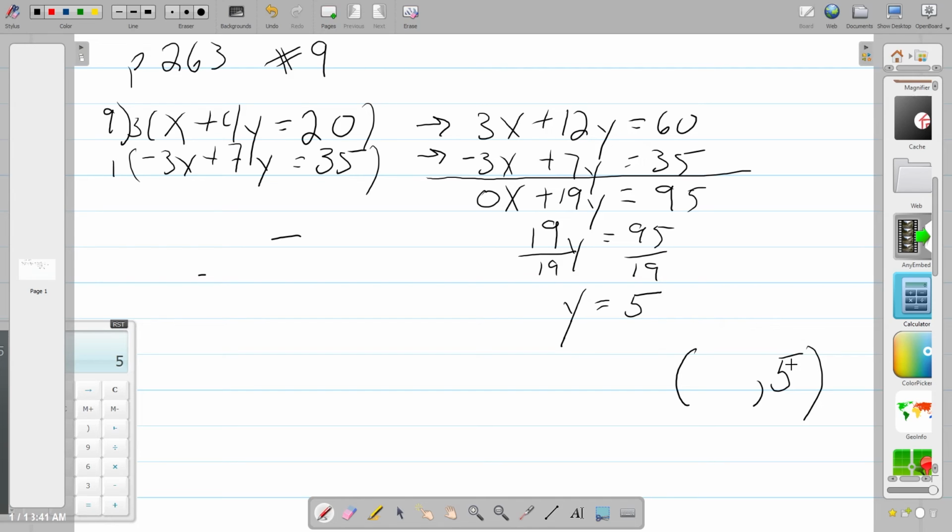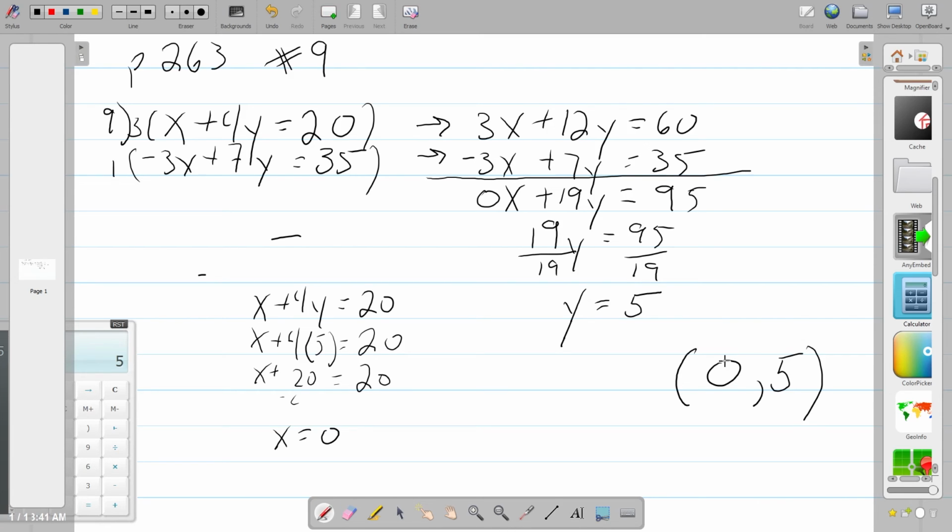Now we have to find our x. Let's take our original x plus 4y equals 20. We're going to say x plus 4 times, and y is 5, equals 20. X plus 20 equals 20, minus 20, minus 20. X equals 0. So 0, 5 is our ordered pair.